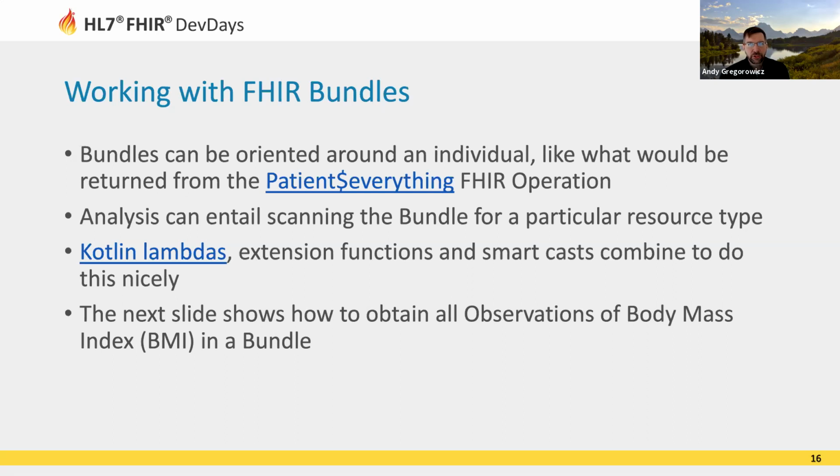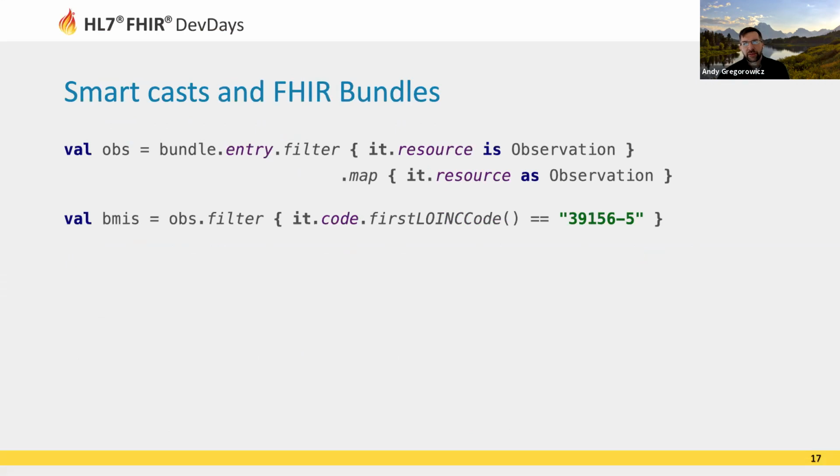So what I'm going to show you here is, again, how the power of Kotlin can combine. We're going to use Kotlin lambdas, extension functions, and smart casts so that they combine nicely to go through a FHIR bundle and extract BMIs that we can work with. So this is what the code looks like.